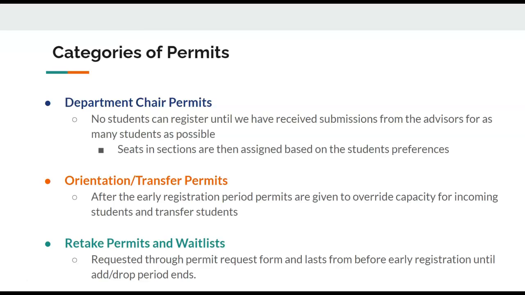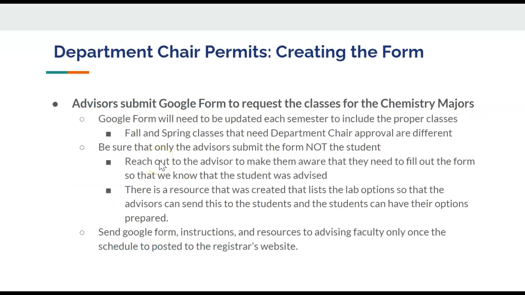The third kind of permit is for retakes and also wait lists. Retake permits are for when a student needs to retake one section of a class and not the other because they didn't meet the minimum grade requirement or didn't pass it at all. The wait lists are for students who weren't able to register due to reserved seating or not enough seats in the class. We hold back some seats for orientation and transfer students, so once those students have registered, we can start adding students from the wait list.